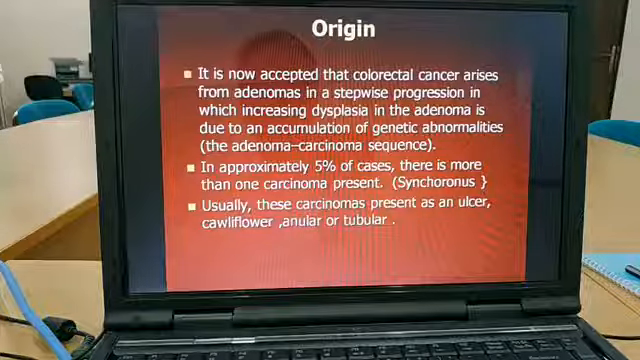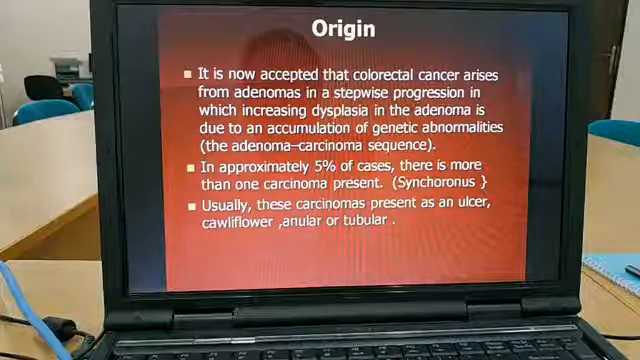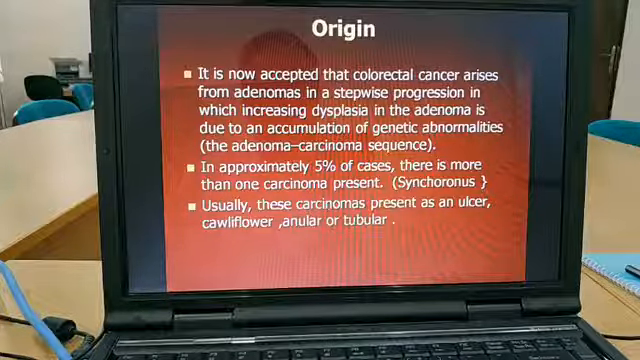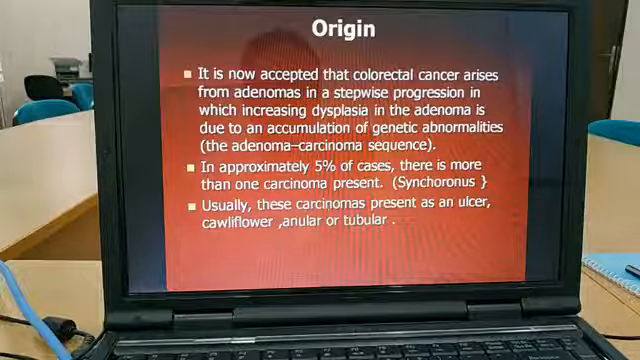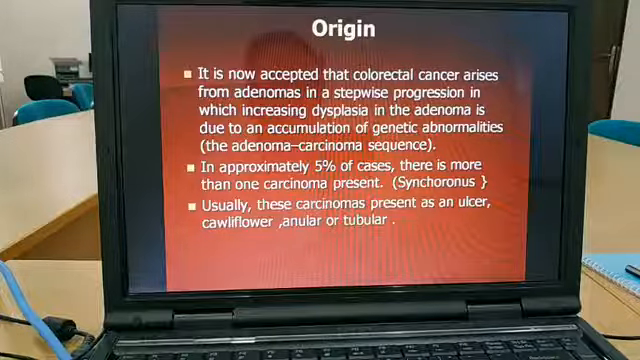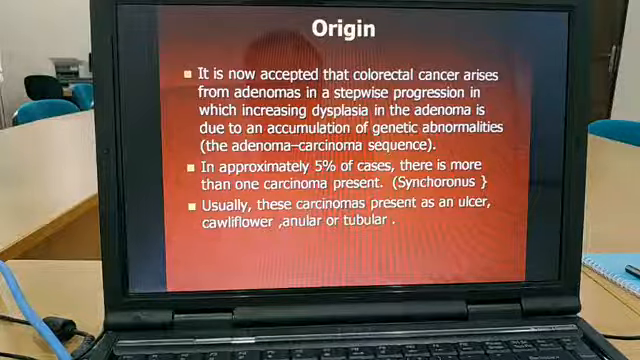If you look at the gross or macroscopic type of the malignancies, there are 4 common types. It is common to all parts of the large gut. That is, it may be ulcerative, cauliflower, annular or tubular.